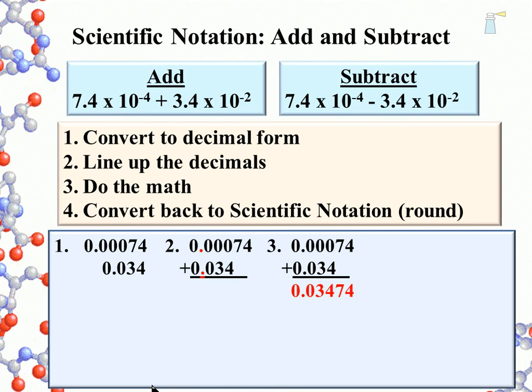We want the decimal point between the 3 and 4. Well, if we move the decimal 2 places to the right, we have 3.474 times 10 to the negative 2. Subtraction is done the same way.